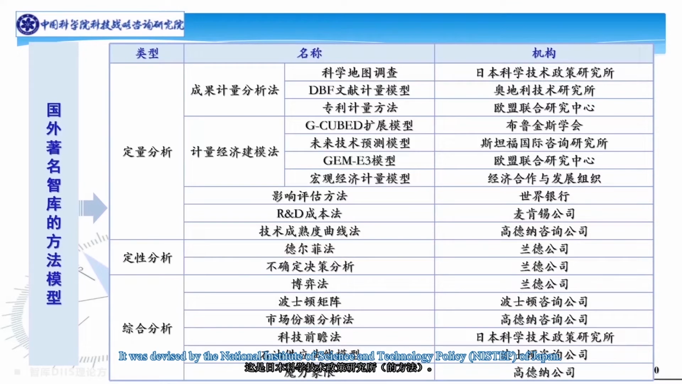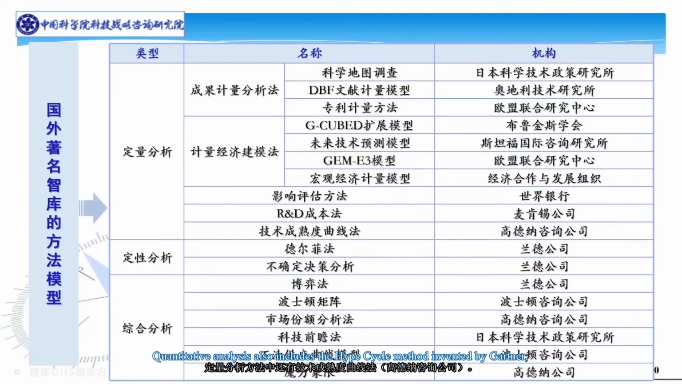It was devised by the National Institute of Science and Technology Policy of Japan. So the precise planning of Japanese science and technology is related to their useful methods and tools. In addition, NISTEP has a comprehensive analysis method, the Science and Technology Foresight Method. Japan's science and technology planning gives priority to science and technology foresight, through which they predict future science and technology trends and technological development. The planning on that basis is much more scientific and feasible.